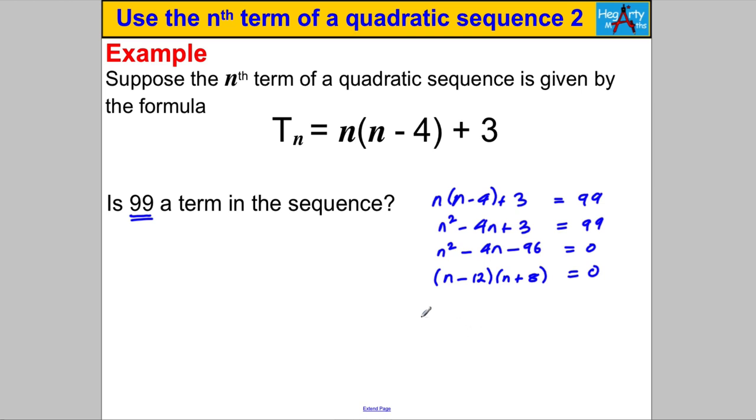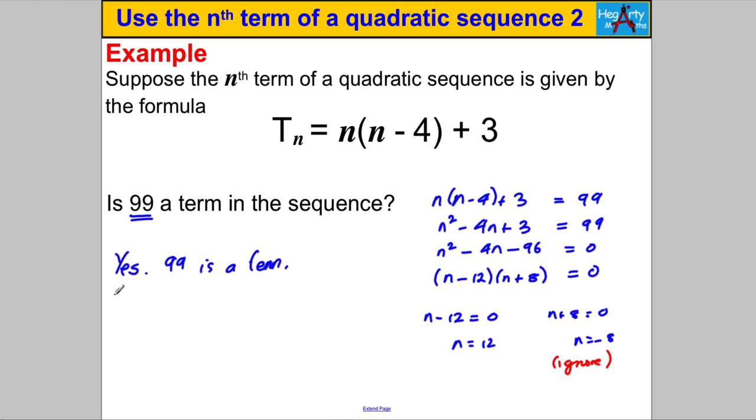So that does factorize. This gives us n subtract 12 is equal to 0, in which case n is 12, and it gives us n add 8 is 0, in which case n is equal to negative 8, and we clearly ignore that solution because we don't care about negative n. So the question was, is 99 a term in the sequence? Therefore the answer is yes, 99 is a term. It is the 12th term of the sequence.